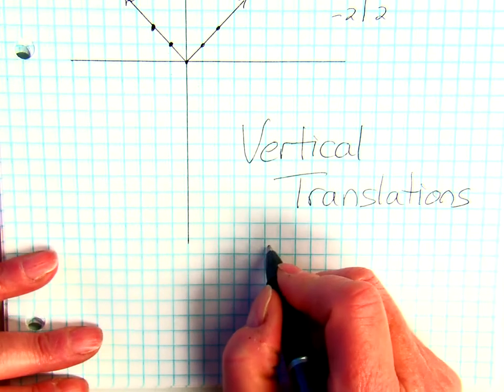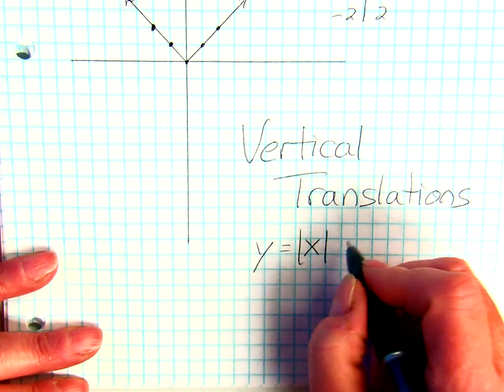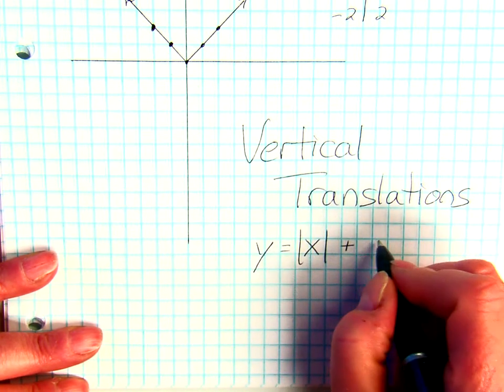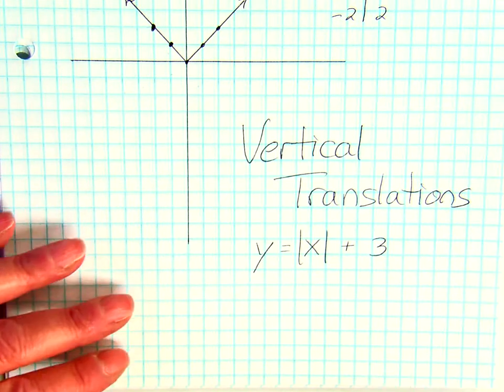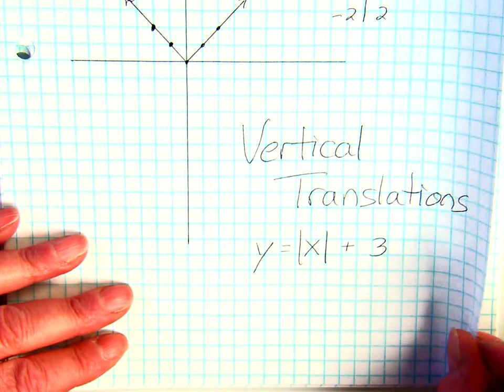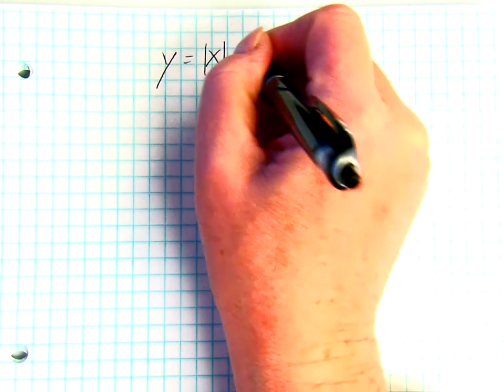So let's say we've got y is equal to the absolute value of x plus, let's go with plus 3. Okay, so let's look at our values. I'm going to go ahead and change the page, and I'm sure you can hear the phone in the background. We are going to ignore that. So we are going to look at y equals the absolute value of x plus 3.